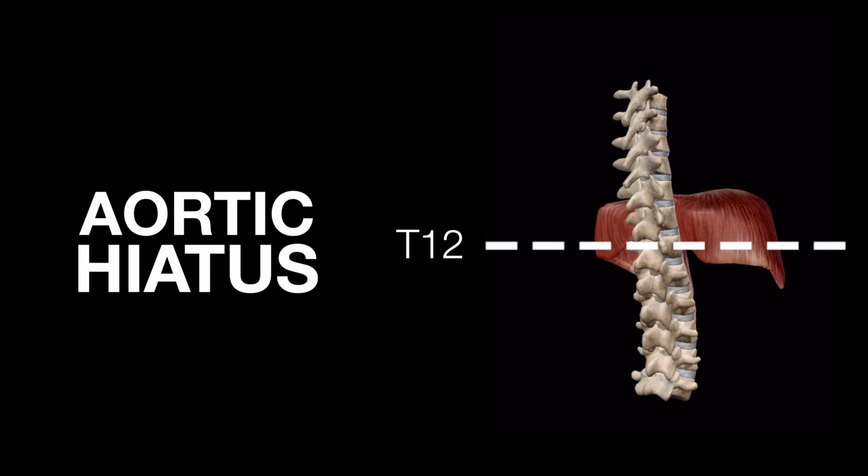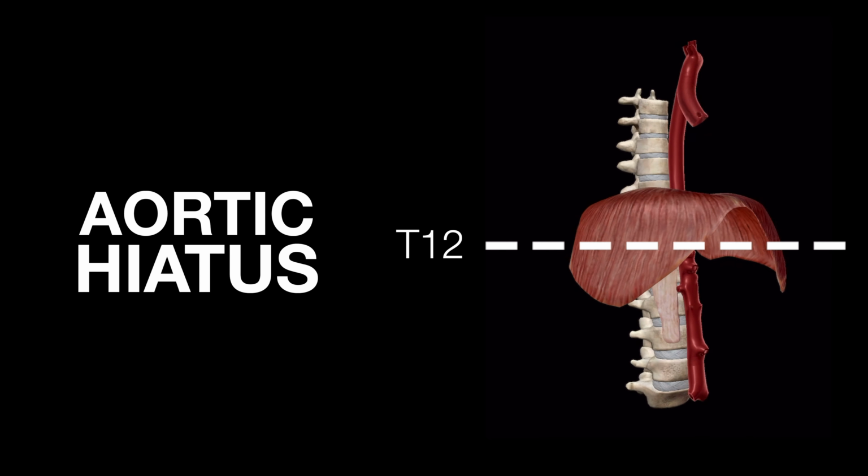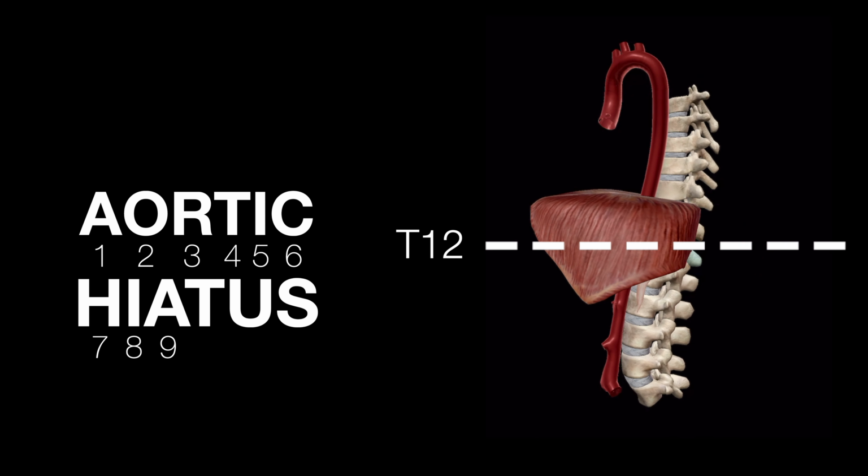And the descending aorta goes through the diaphragm at T12. To remember it, aortic hiatus is spelled with 12 letters.